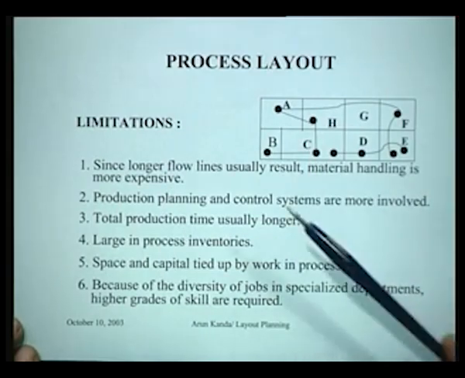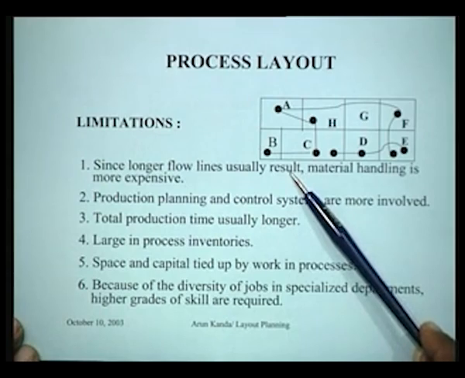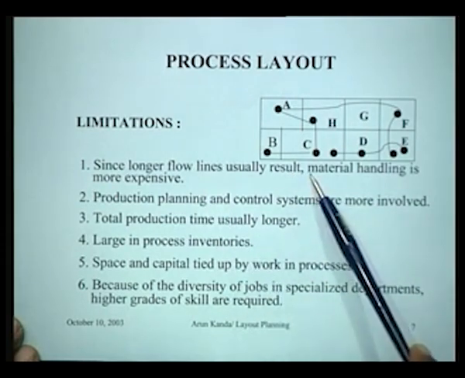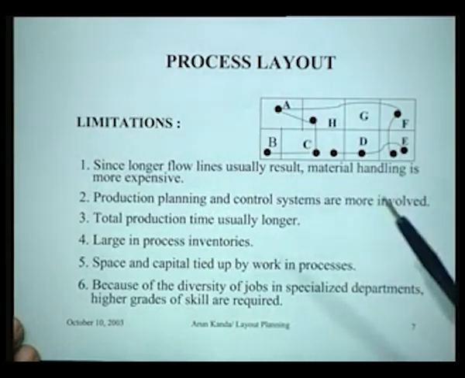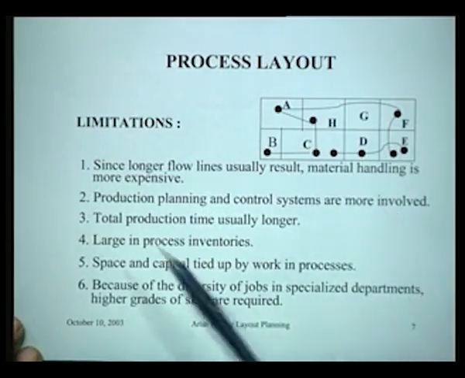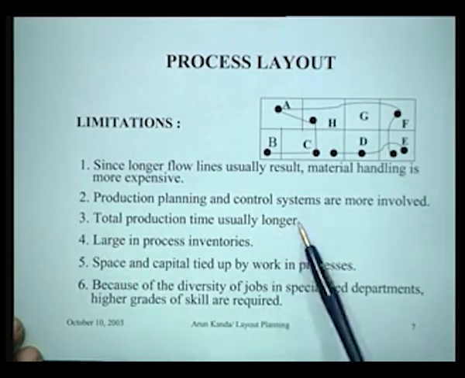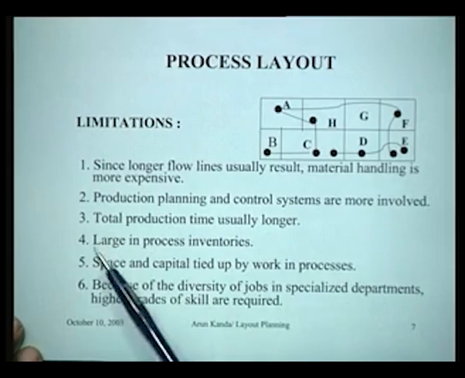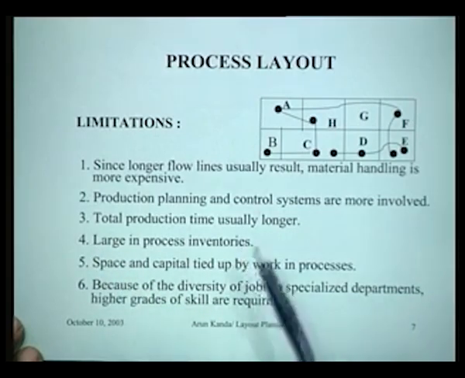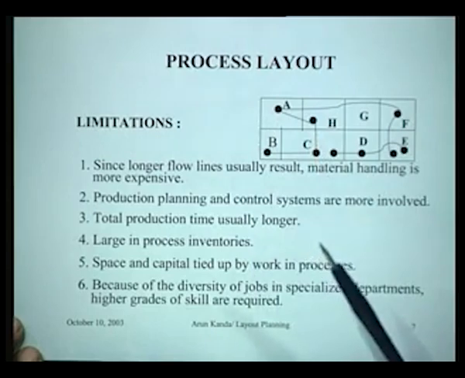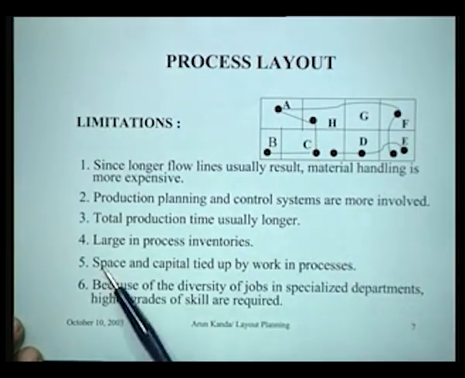In fact, the general objective function in designing a layout of this type is, one of the major objectives is to minimize the material handling cost. Production planning and control systems are more involved in such systems. Total production time is usually longer. Large in-process inventories take place because material might be stored up in different departments without being processed. Space and capital are tied up by work in process.